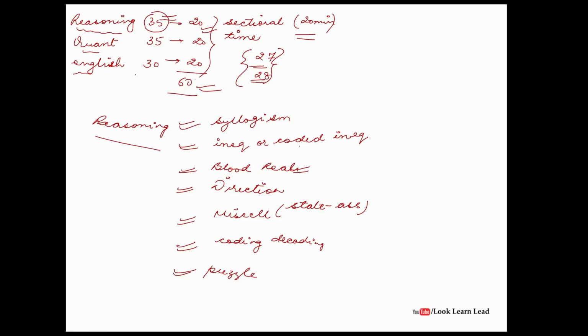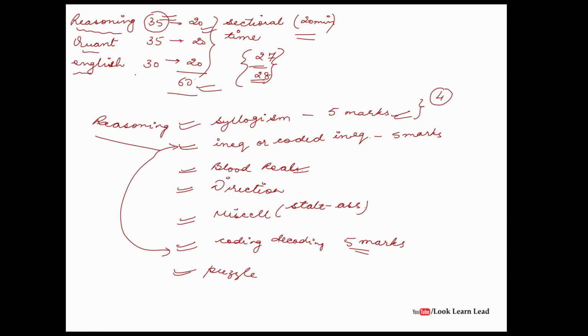So let's see how. If syllogism is there, it would be of 5 marks. It is easy. You should always attempt it first. Everyone would be attempting syllogism because we have practiced it. Out of 5, 4 you can easily attempt, 1 may be tough. If inequalities are there, they would be of 5 marks. If inequalities are not there, then in place of inequalities, coding-decoding would be there for 5 marks.